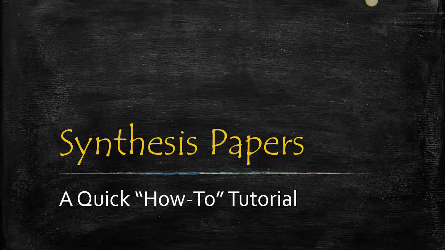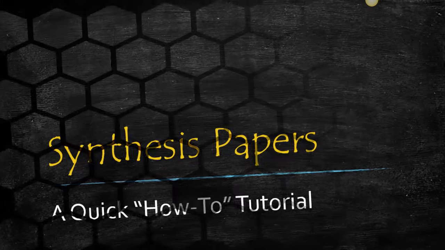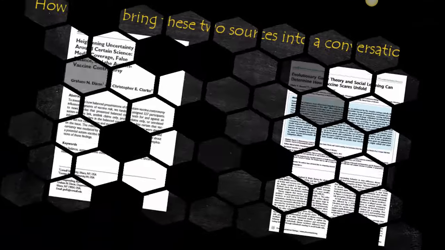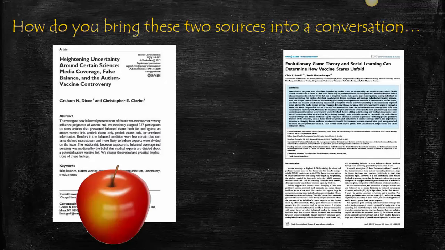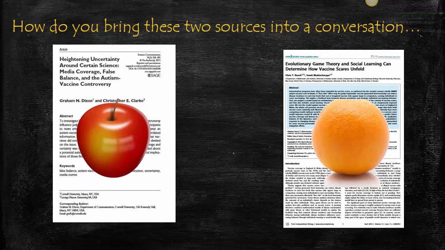So this is a tutorial on creating your synthesis paper. This is one of the more difficult papers that students come up against, and the reason for that is because you have found a couple of academic articles and you've read them both and you've annotated them both, and then what you feel like is once you've compared the claims and the arguments in each, what you feel like is that they don't have anything to do with each other. In other words, you feel like you're comparing apples and oranges.